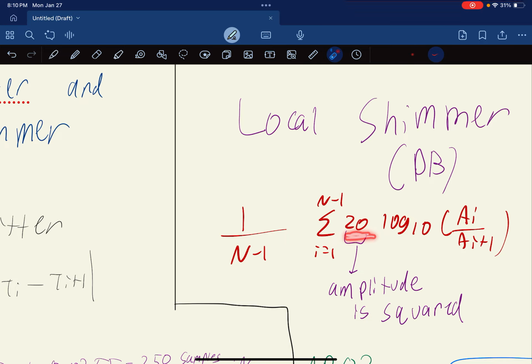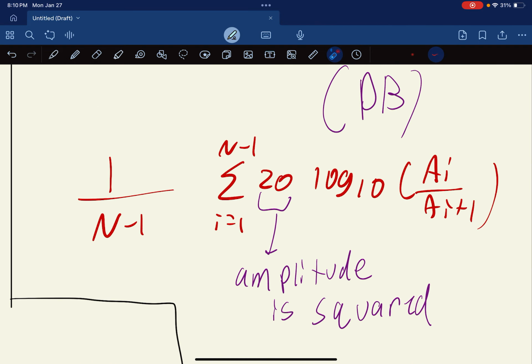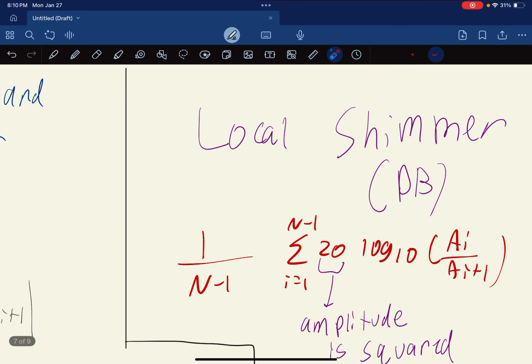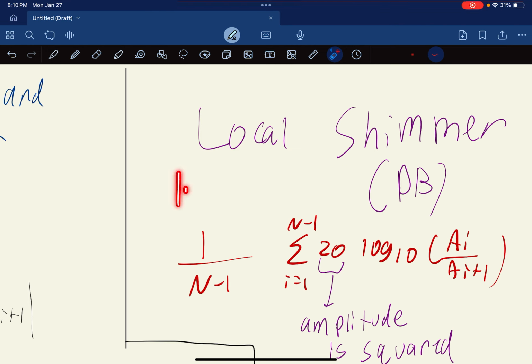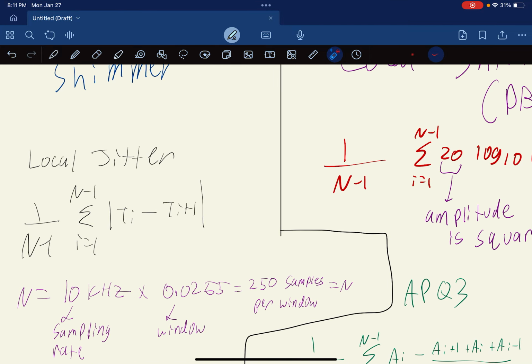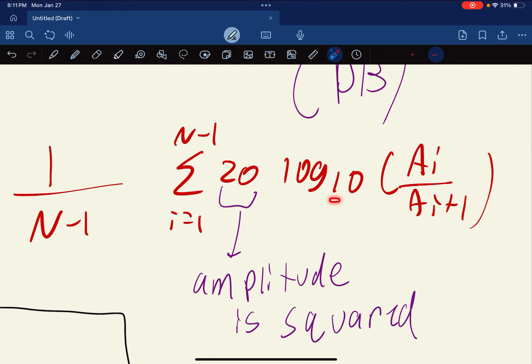Shimmer, on the other hand, for local shimmer, is the exact same thing, but because we're looking for decibels, remember the subtraction of two logs: log base 10 of A minus log base 10 of B is just log base 10 of A over B, right? So rather than doing T of i and T of i plus 1, you take the log base 10, because we're in decibels, of the amplitude at point i divided by the amplitude at i plus 1.